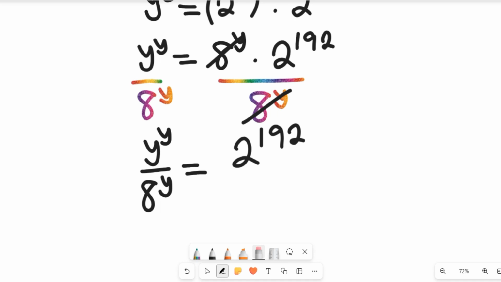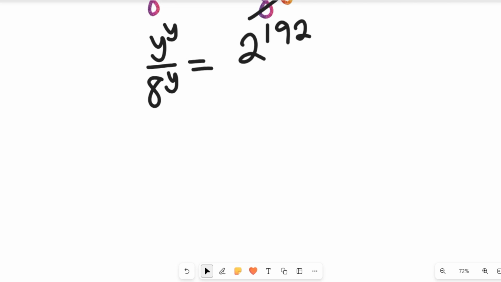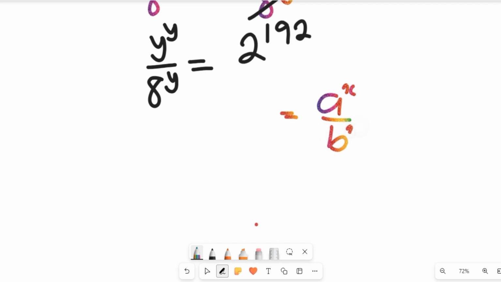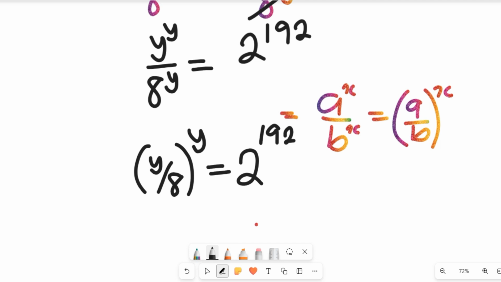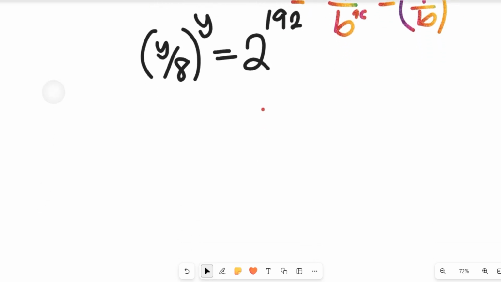So having done that, we can now apply the law of indices to the left hand side. Recall that if you have a to the power of x divided by b to the power of x, as much as both of them have the same power, this will be a divided by b, and all will be to the power of x. So if we apply that here, this becomes y divided by 8, all to the power of y, and this will be equal to 2 to the power of 192. Great. Now, what do we do from here?